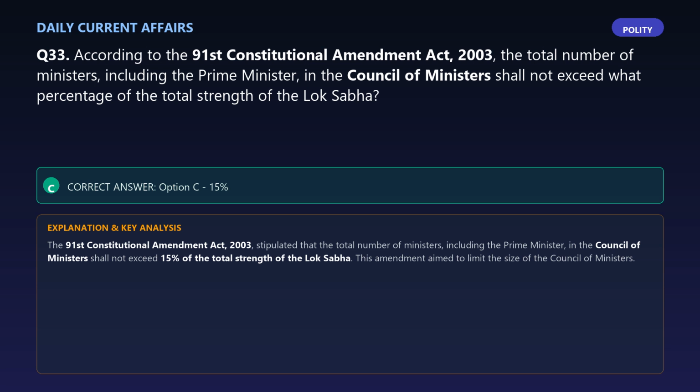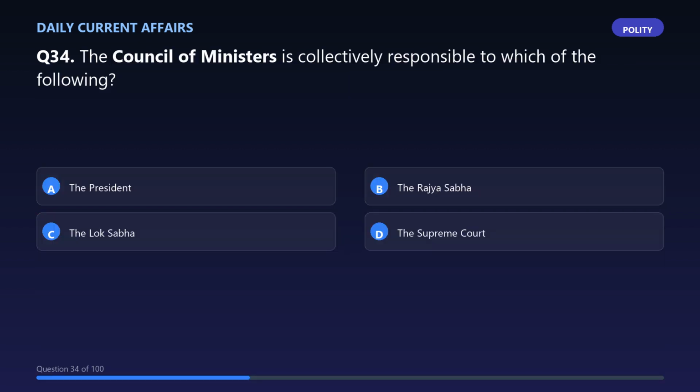The correct answer is option C, 15%. Explanation: the 91st Constitutional Amendment Act, 2003, stipulated that the total number of ministers, including the Prime Minister, in the Council of Ministers shall not exceed 15% of the total strength of the Lok Sabha. This amendment aimed to limit the size of the Council of Ministers. Question 34. The Council of Ministers is collectively responsible to which of the following?